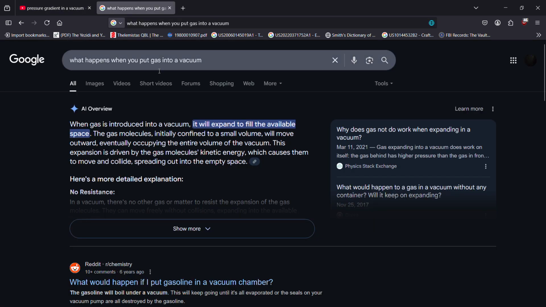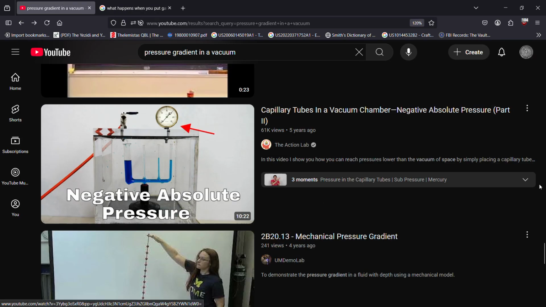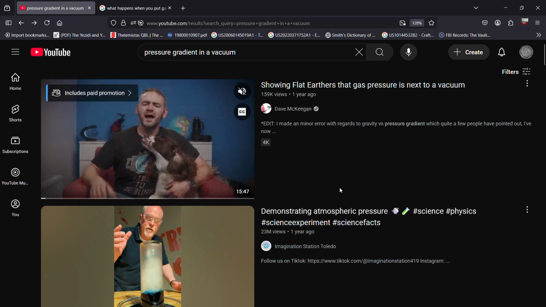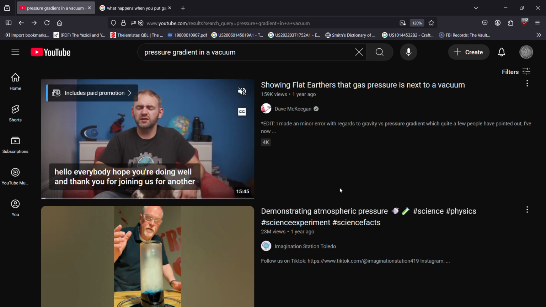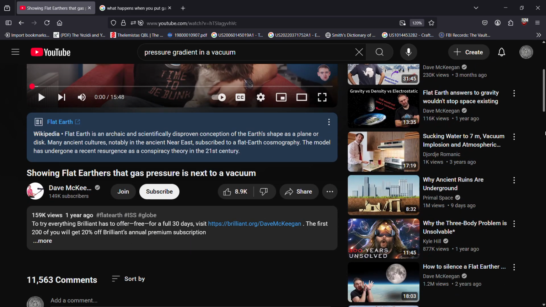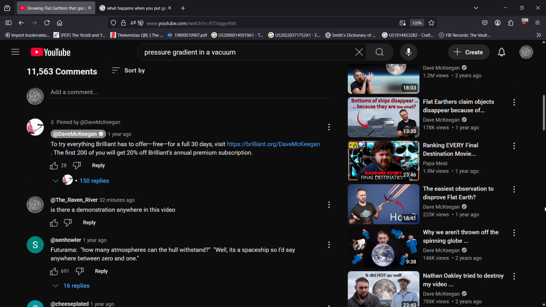Google, what happens when you put gas into a vacuum? When gas is introduced into a vacuum, it will expand to fill the available space. The gas molecules, initially confined to a small volume, will move outward, eventually occupying the entire volume of the vacuum. Right? Because that's exactly what happens. That's why these individuals, flat earthers that is, or just people in general, are making the claim that you cannot possibly have an atmospheric pressure gradient next to a vacuum. How? Because that's the part that doesn't make sense, right? Without a container, that's the part that doesn't make sense.